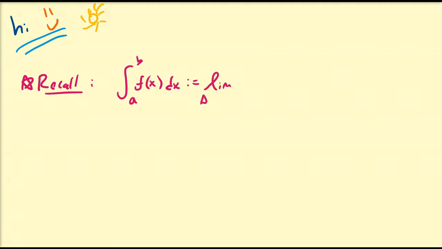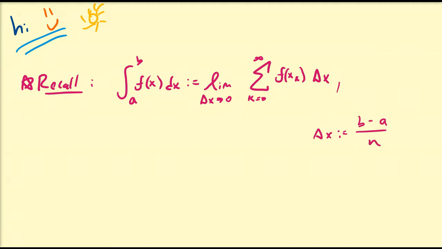So recall that the integral from a to b of f of x dx is defined to be equal to the limit as the size of the partition, or each subpartition, approaches 0 of the summation from k equals 0 to infinity of f of xk, where xk is a tag in each of those subpartitions, times the length of each of those subpartitions, where delta x is defined to be equal to b minus a divided by n, where n is arbitrarily large in this case.